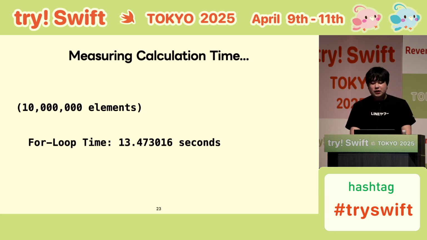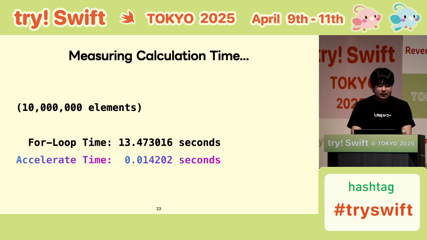The for loop originally took 13 seconds, while Accelerate finished in 0.014 seconds. That's nearly 1,000 times faster. This speedup is thanks to SIMD processing, and it clearly shows how Accelerate can greatly reduce simulation time.